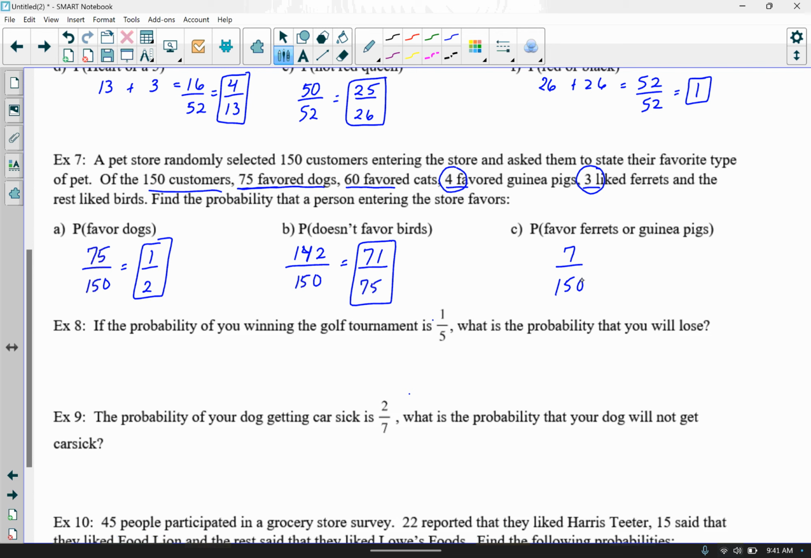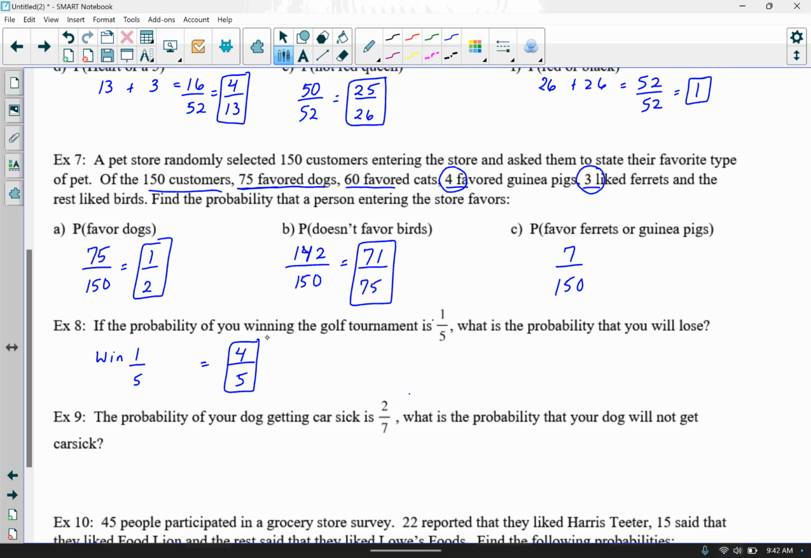All right. And then lastly, like I said, we'll wrap up here with example 8 together. It says, if the probability of you winning a golf tournament is 1/5, what's the probability that you would lose? So think about it. What probability means is that this is the probability of you win. So you would win 1 time out of a total 5 tournaments that you were playing in. So what's the probability that you would lose? Out of those 5 tournaments, if you're going to win 1 of them, how many are you going to lose? Hopefully you agree. 5 minus 1, I'd lose 4 of them.